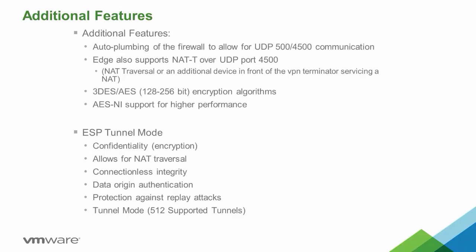It can protect against anti-replay attacks, meaning that if there is a man in the middle injecting packets into that VPN tunnel stream, it will be able to detect that and drop the packets. And currently we support 512 tunnels for a compact edge.